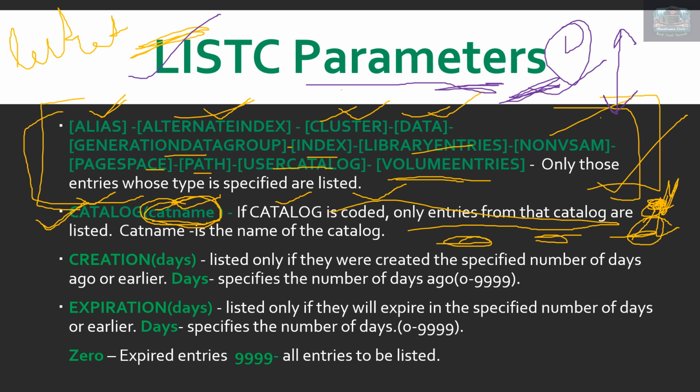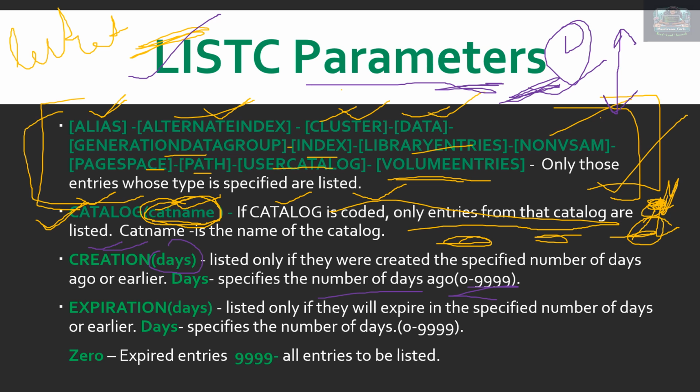Okay, coming to CREATION, if you want to know a particular data set's creation, you give LISTC, the data set name, and CREATION with days. What is this? Entries are listed only if they were created on the specific number of days ago or earlier. So you have to specify a number here, which could be from 0 to 999. Suppose you specify 0, it means today. Counting from today, how many days ago that data set was created, or if some information related to that data set exists, that will be listed. The maximum you can give is 999.